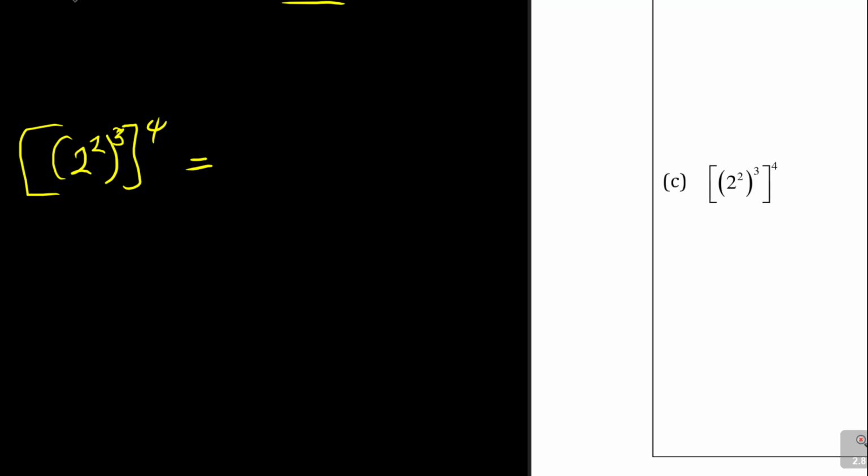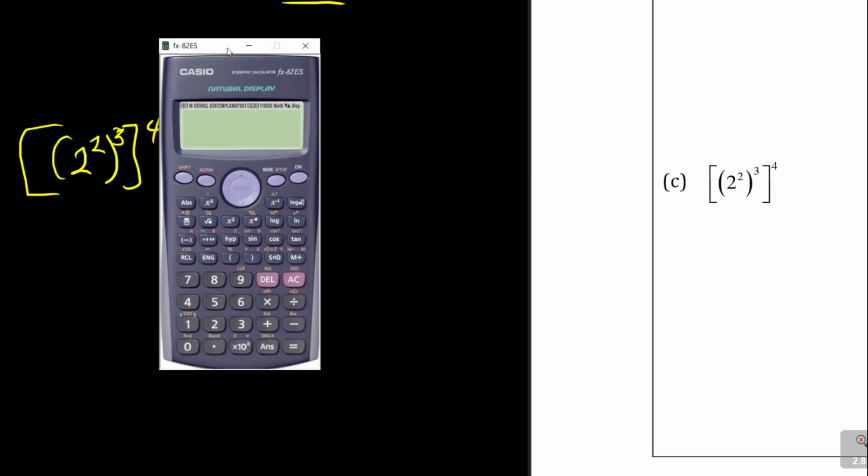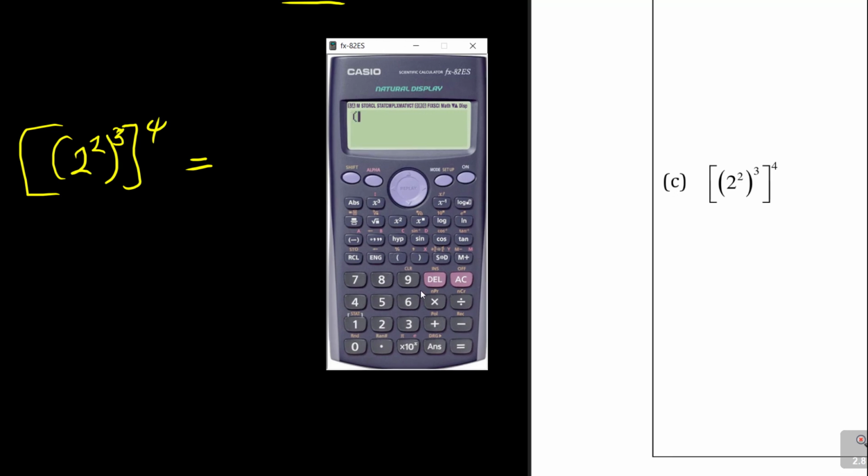Look at this. If you are going to be solving that, you can also try it with your calculator. It says first bracket and second bracket, and then 2 squared, then I close it, and then I've got cubed, then I close it, then I've got to the exponent 4. What is the answer? It's a big number. See this: 167772116. Looks small, but it's a big number.